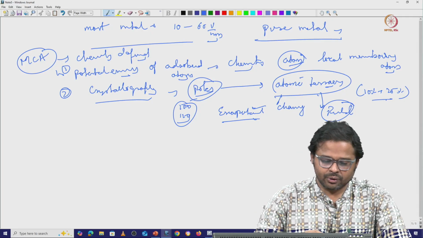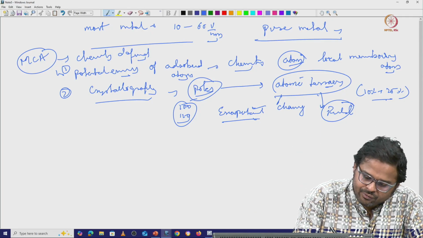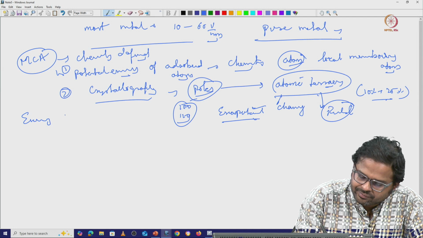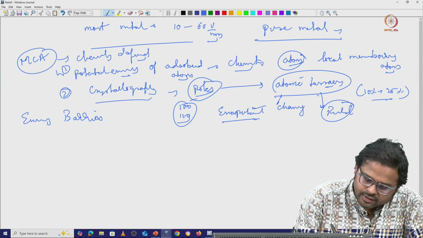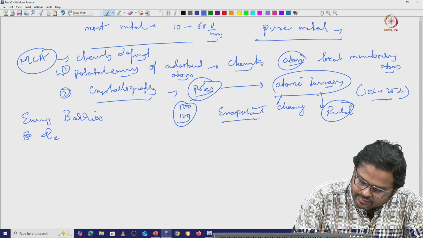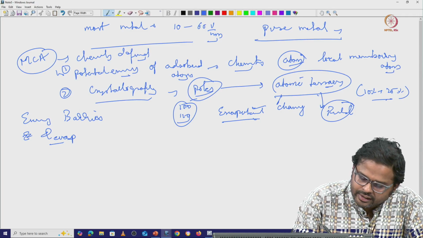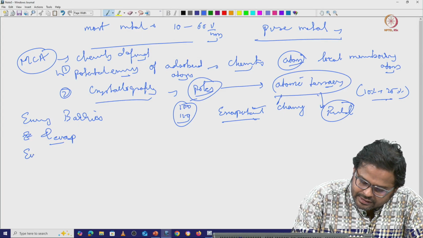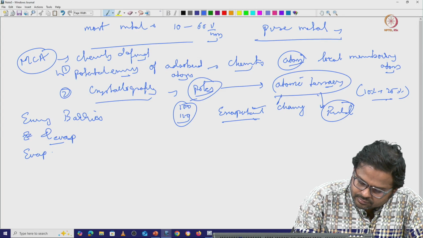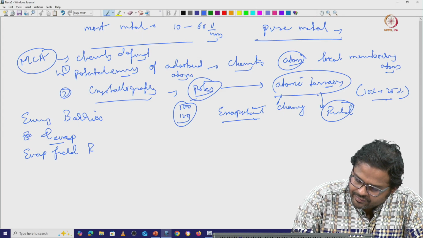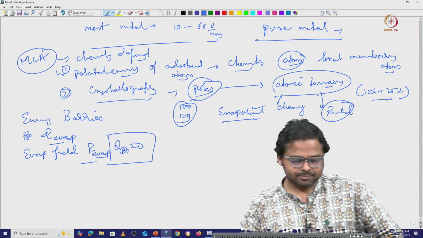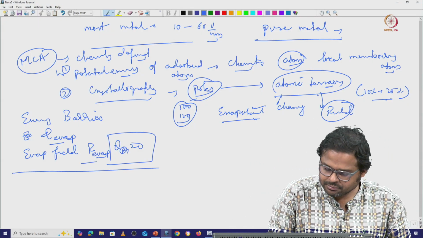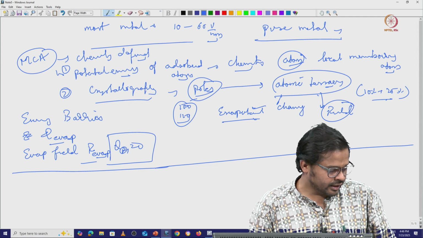Okay, so up to now we have seen the energy barrier. We have also seen the evaporation rate. We have also gone through the evaporation field, where the barrier QF becomes 0. Okay. So these are the three important terms which we have understood.